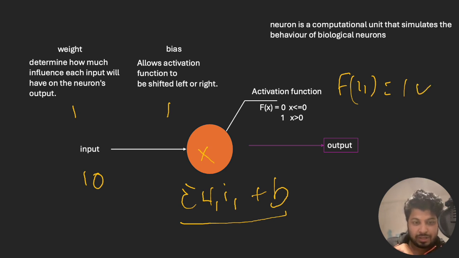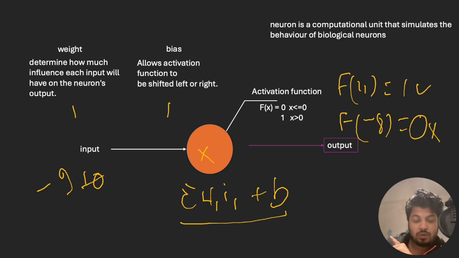Instead of input 10, if I take the input -1, in this case, our f of -1 into 1, which is -1 plus 1, which is equal to minus of 8. So minus of 8, in this case, output would be 0. So our neuron won't be activated.